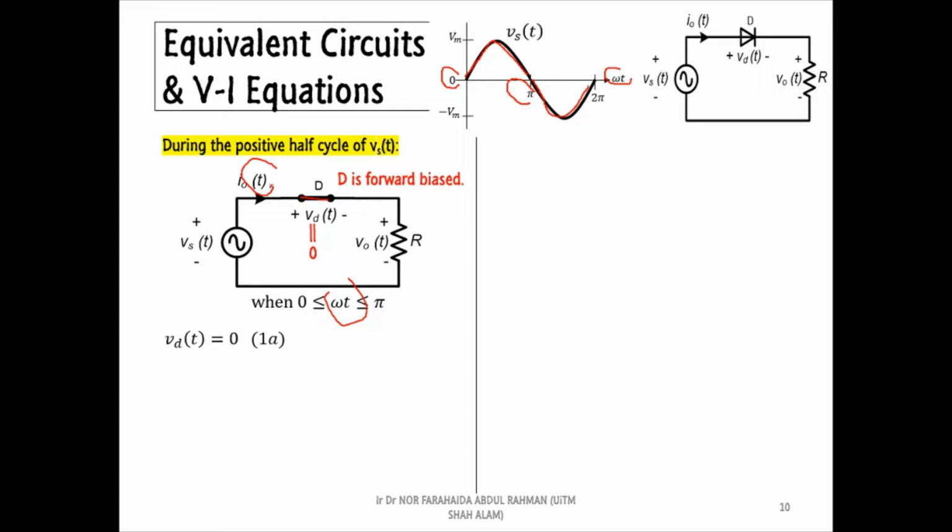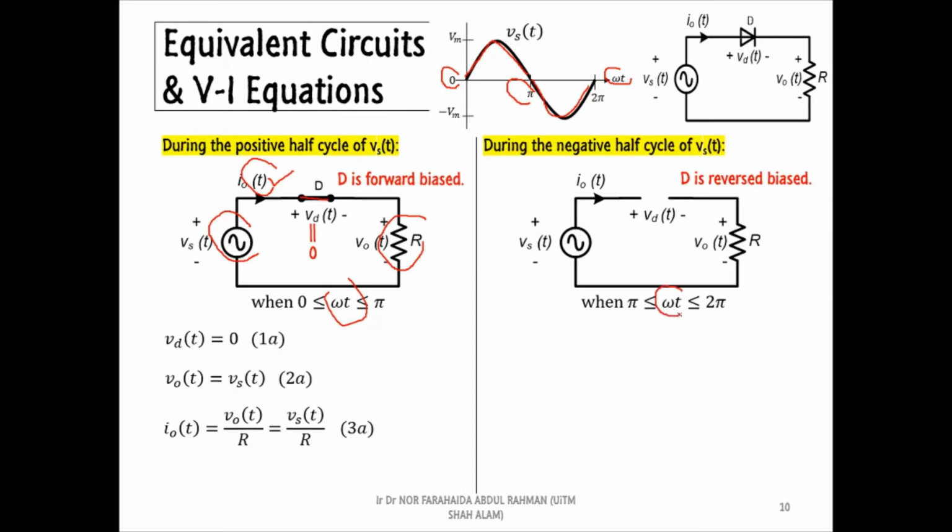Next, by observing the circuit, we can see that the resistive load is connected in parallel with the AC source. Because of that, we can write the second equation, which is the output voltage across the load is equal to the supply voltage. Lastly, we can write the current equation by applying the Ohm's law.